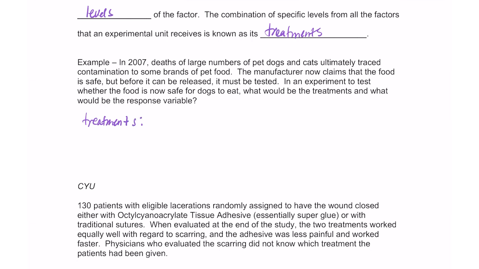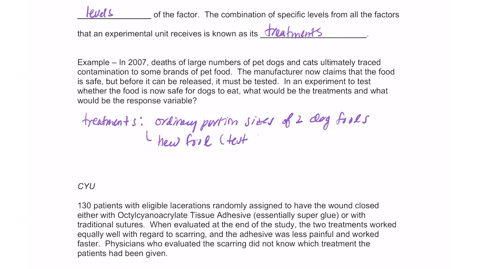So in this case, the treatments would be the ordinary portion sizes of 2 dog foods. We need to be able to compare, right? So we need the new food. We'll call that our test food. And then we also need the other food, maybe the old food, right? So the one that I'm certain is safe. Or it doesn't even have to be an old food. It could just be one that you're certain is safe.